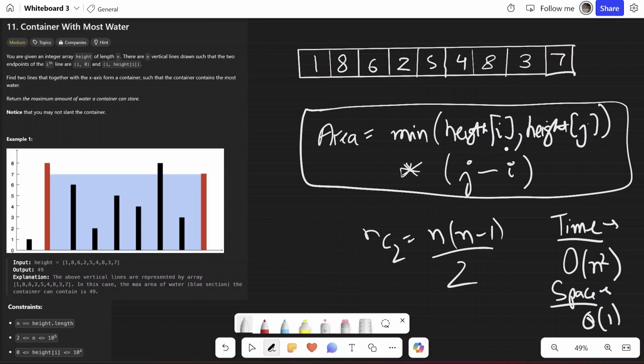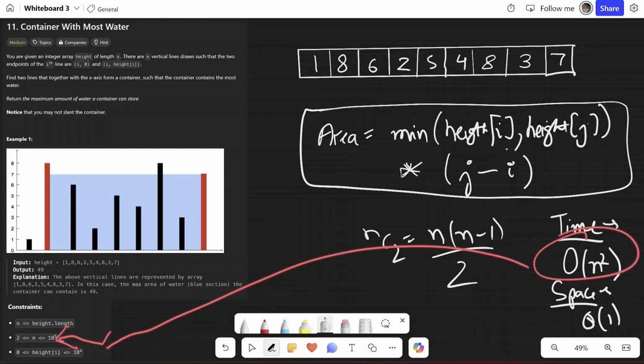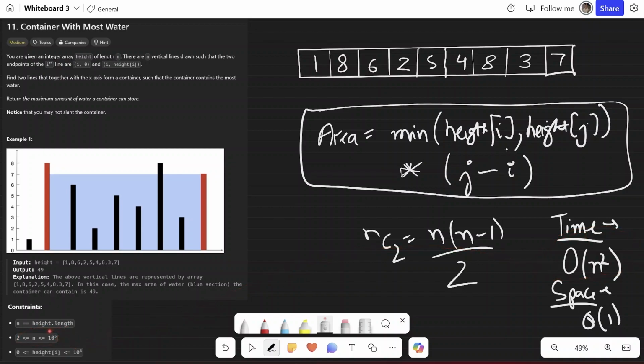But will this solution work? We are given that n is 10 raised to power 5. So an n square solution won't work in this case. Now what other solution can we think of?